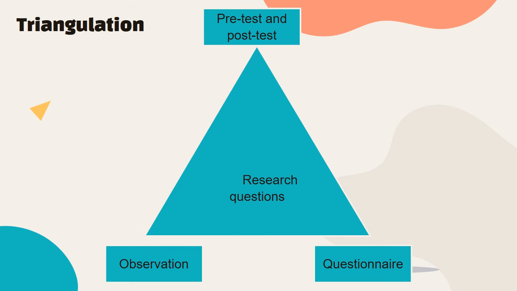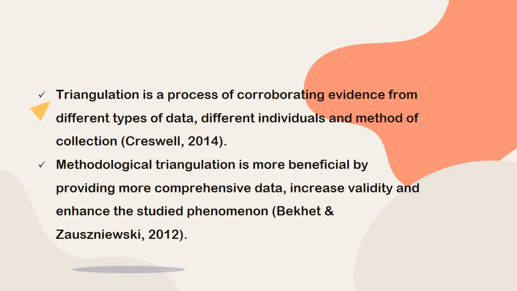See that I've used three types of data collection methods. Triangulation is a process of corroborating evidence from different types of data, different individuals and methods of collection. This is from Creswell 2014. Methodological triangulation is more beneficial by providing more comprehensive data, increasing validity, and enhancing the studied phenomenon.